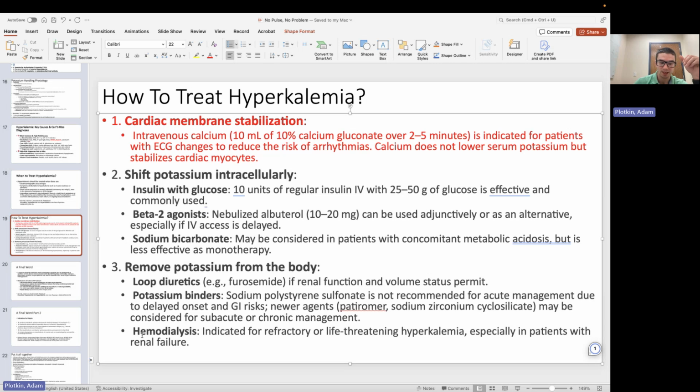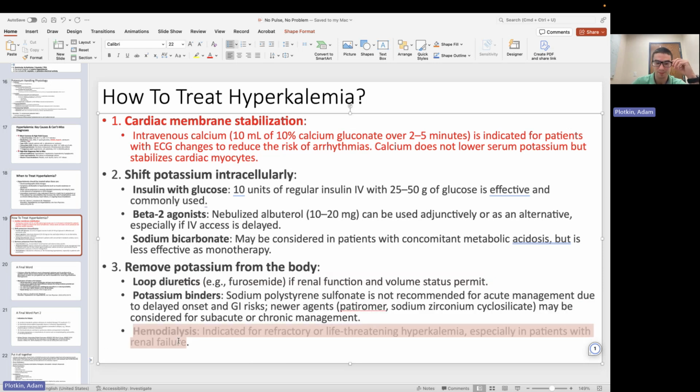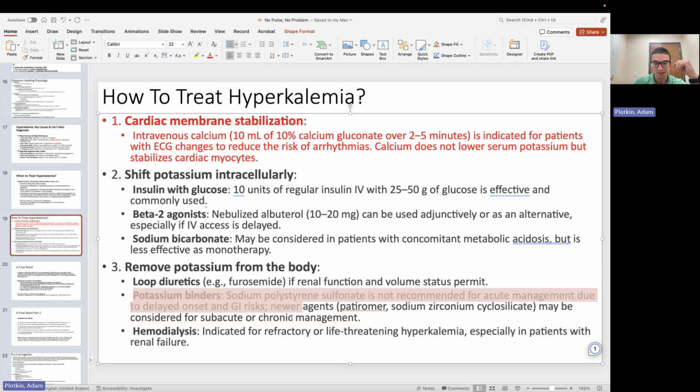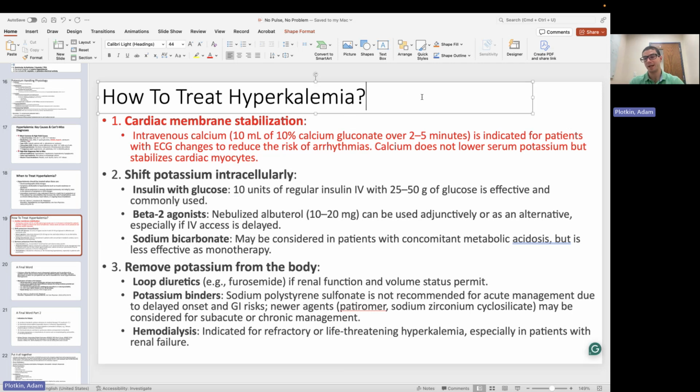Okay. And then we can consider hemodialysis. It's used for refractory or life-threatening hyperkalemia, especially if the patients have renal failure. Now, the problem with all of these is they take a while to work, right? Think about how long it takes to get a patient set up for dialysis. These take hours for them to start working, and loop diuretics are going to take a while to work too. So these are like third, right?